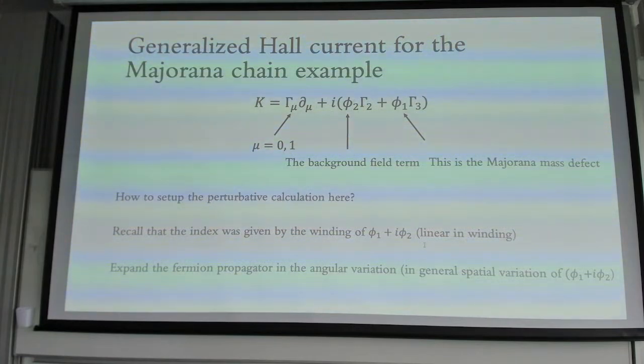So the question is, how do I set up this perturbative calculation? Note that the index, as I showed you for the Majorana case, was dependent on the winding of this phi 1 plus i phi 2. And so what I'm going to do is expand the fermion propagator in the angular variation of this combination.